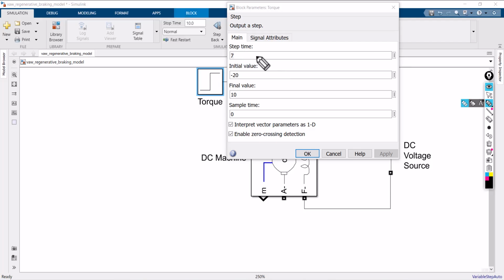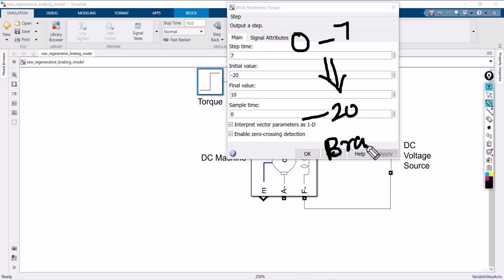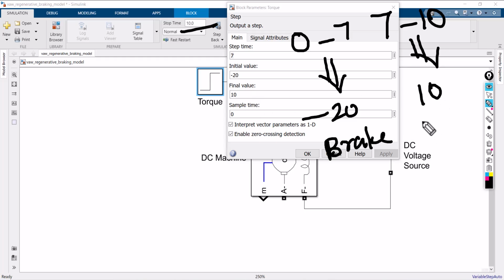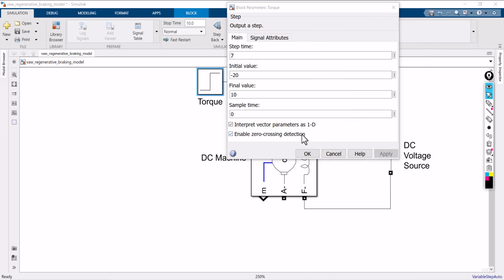So what it means is that the step time is starting from 0. From 0 to 7 seconds, my torque value is -20. That means the system is going to work in braking mode. From 7 to the remaining stop time, so whatever the stop time, I'm using 10 seconds. From 7 to 10 seconds, my torque value is 10. That means at that time the machine is going to work in motoring mode or acceleration mode. Okay, this is the meaning of this block diagram getting applied.